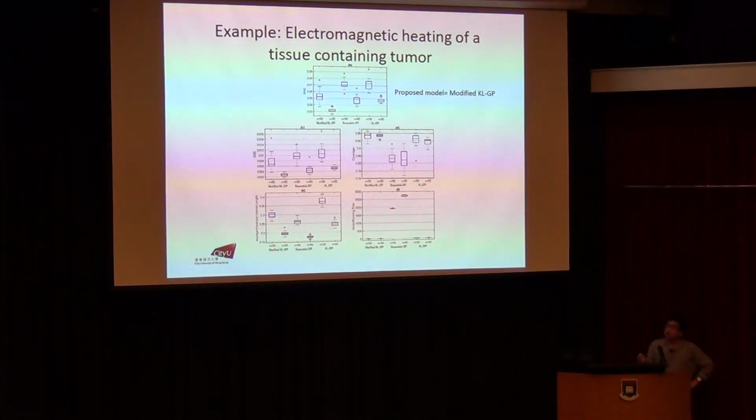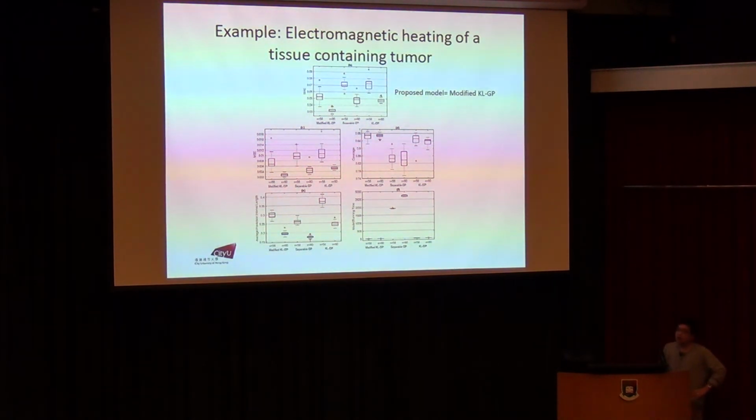Shown in the top figure are the box plots of the mean absolute prediction error for the three models. We see that for the same sample design size, the modified KRG GP model tends to give the smallest mean absolute prediction error. So we compare these three box plots for design size of 56, and these three box plots for design size of 80. Similar results are obtained for both.